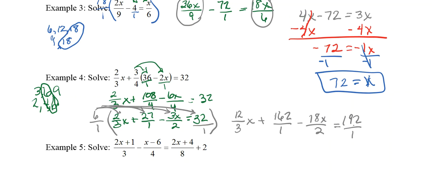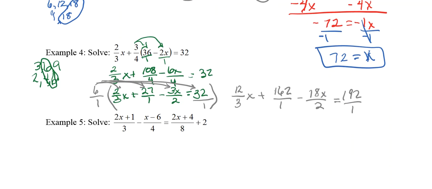So we'll go ahead and reduce our fractions. 12 divided by 3 is 4. The x tags along. 162 divided by 1 is still 162. 18 divided by 2 is 9. 192 divided by 1 is still 192.